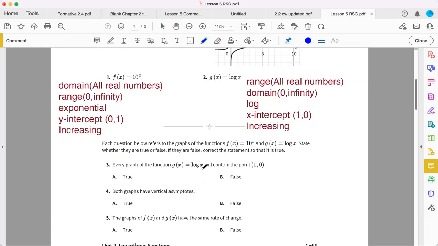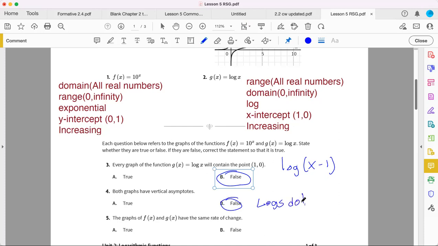What do you think? Is that true or false? I'm going to say it's false. I'll show you how. If you have log of x and you move everything to the right 1 unit, it's not going to hit (1, 0), because you're going to have log base 10 of 0, and good luck trying to find an answer for that. Both have vertical asymptotes. I'd say that's false. Just the logs do.